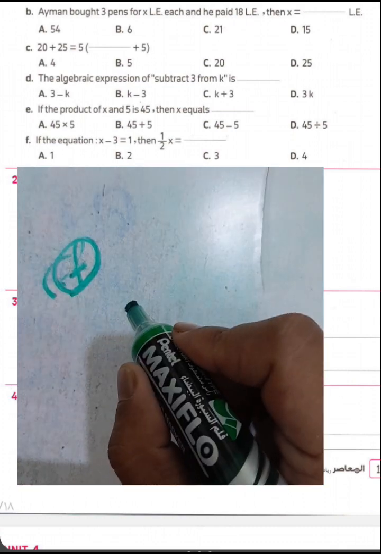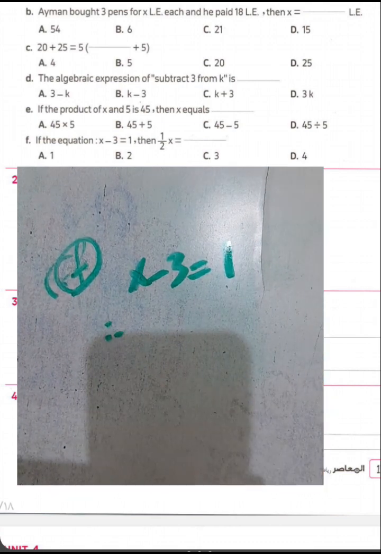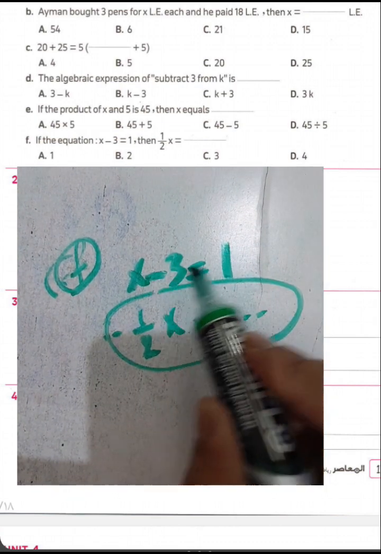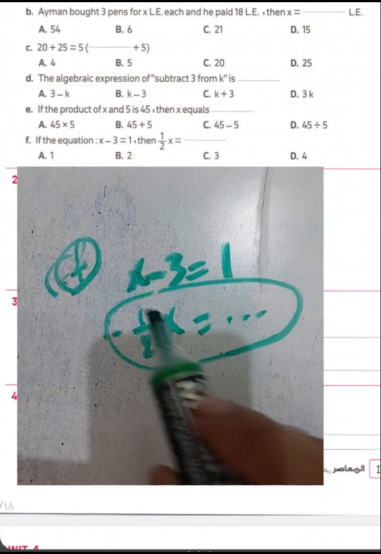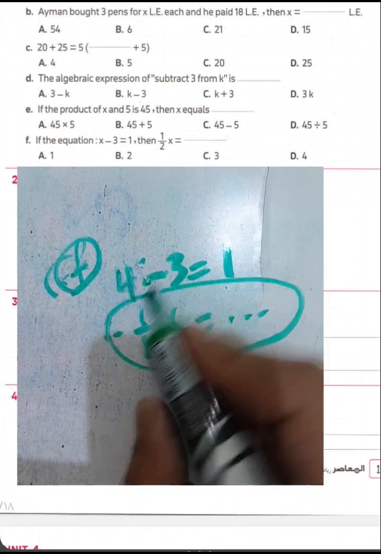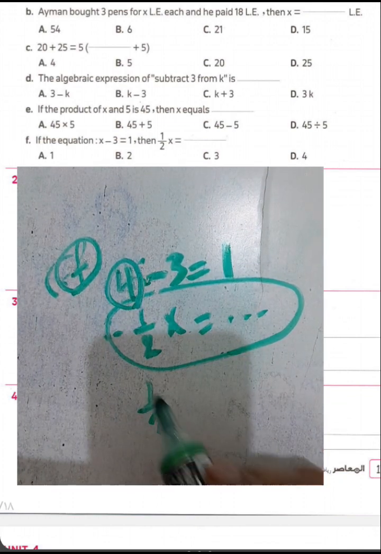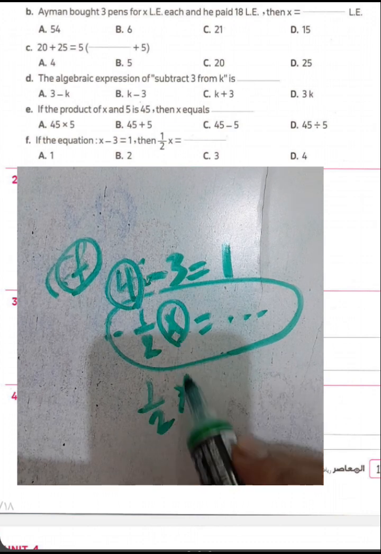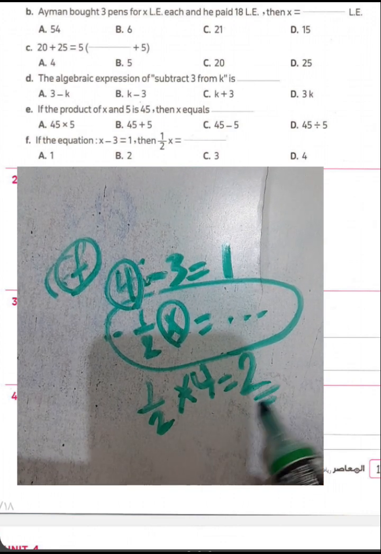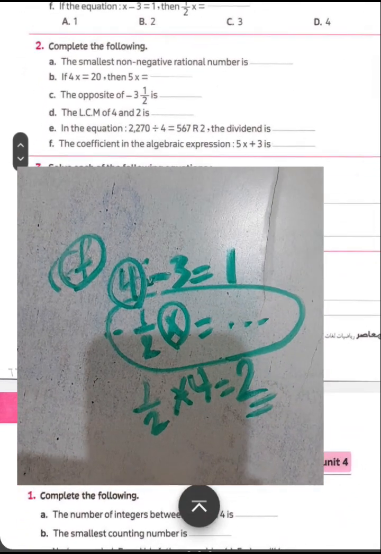Next question, question letter F. In the equation x minus 3 equals 1, then half x equals what? We know x minus 3 equals 1, then x will be 4, because 4 minus 3 equals 1. Then half of the value of x, where x equals 4. Half of 4 equals 2. Choose letter B. Question number 2, complete the following.